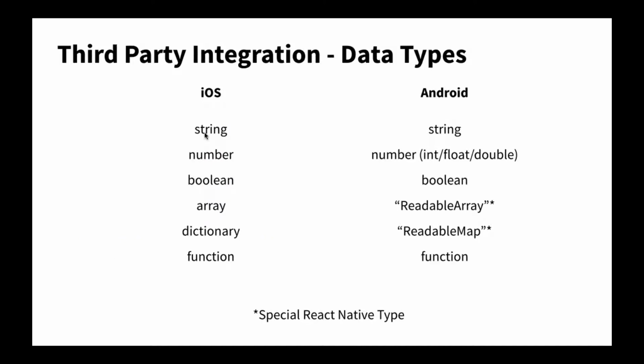In terms of what types of data you can send over from the native project to the React Native side, essentially it's your basic types: string, numbers, booleans, arrays, dictionaries, and methods. And on the Android side, it is the same with the exception of readable array and readable map. These are special types that were created by Facebook for capturing this type of data. I think they had this flexibility because Android is developed in Java and React Native is developed in JavaScript.